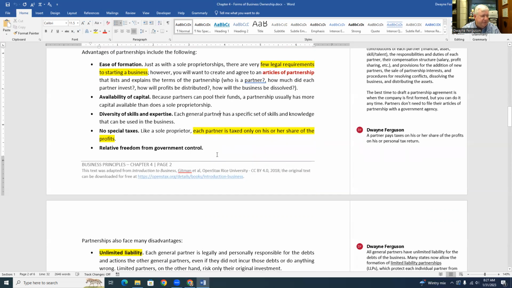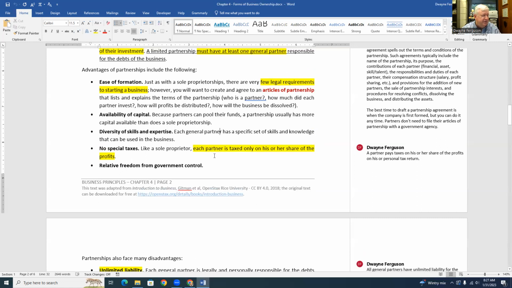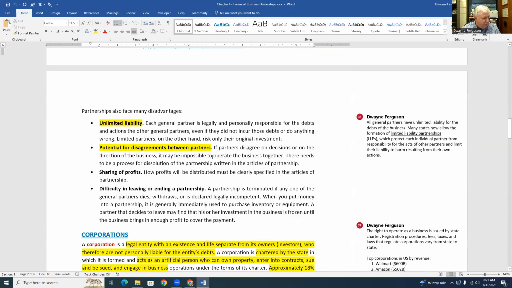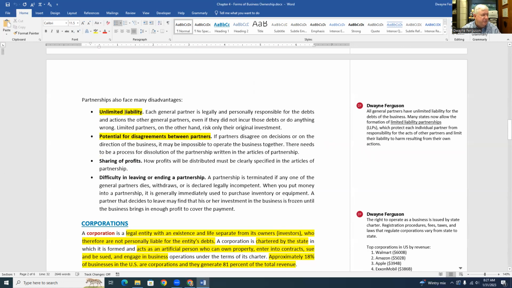Okay, and then relatively free from government control. Again, just like a sole proprietorship, it doesn't have a lot of government regulations. Okay, again, the disadvantage of a partnership is that the people that are general partners now have unlimited liability. So right here, each general partner is legally and personally responsible for the debts and the actions of the general partners. Okay, so you might want to highlight that. That'd be a good one to put in your notes, highlight it.